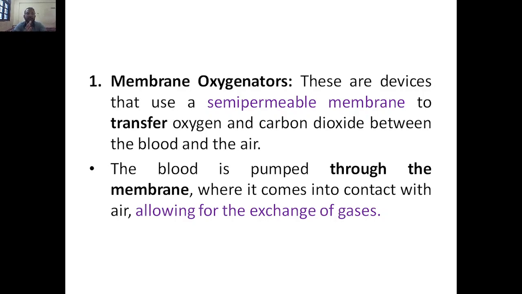Okay. So now the blood is pumped through the membrane, where it comes in contact with the air, allowing the exchange of gases. So the oxygen will go here and the carbon dioxide will go here. So that's it. So membrane oxygenator means they use a membrane there.